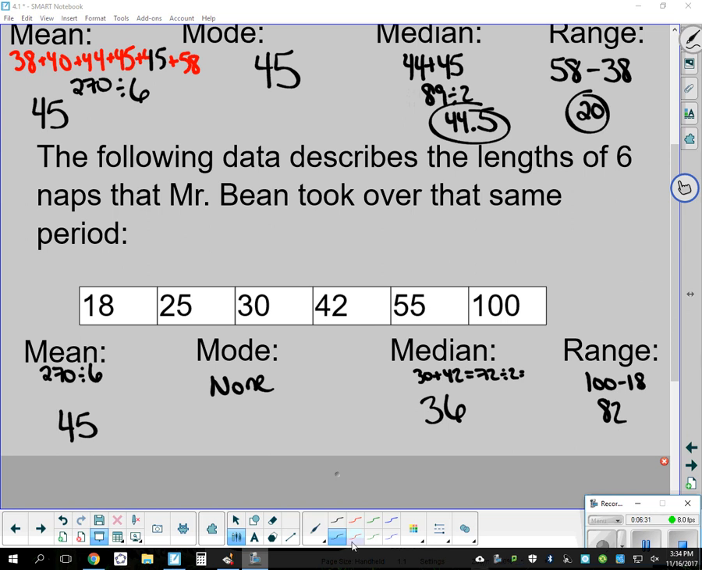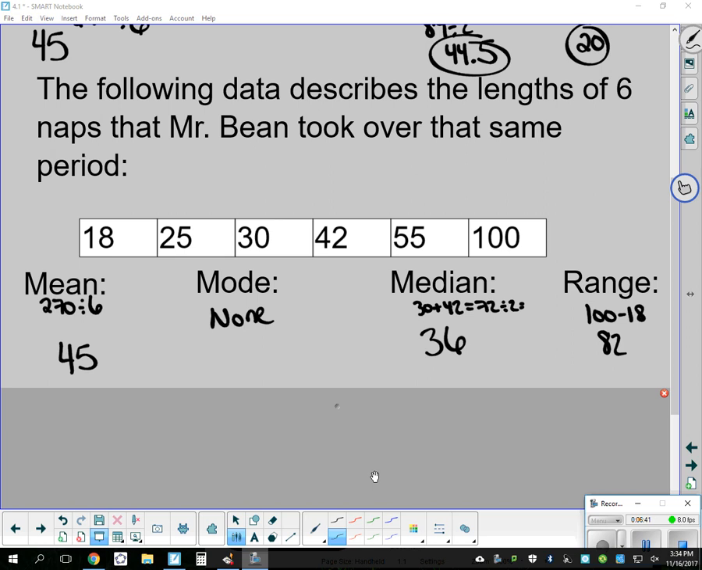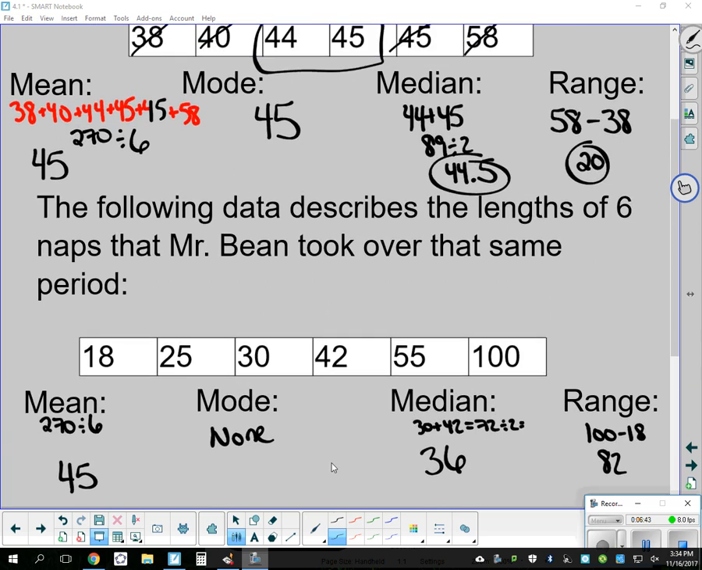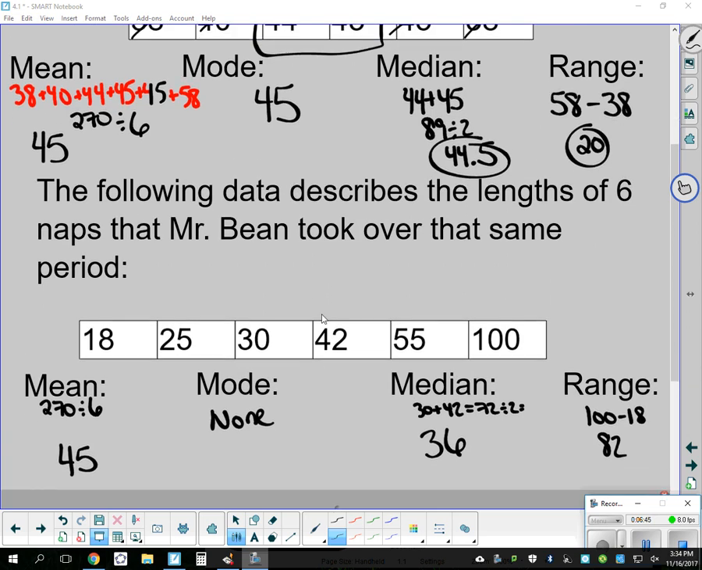Okay, check your answers against mine. Mean 45, there is no mode because everything appears just once. The median is 36 and the range is 82. Okay, now why do we do all this stuff? Well, you're supposed to learn something from these numbers.